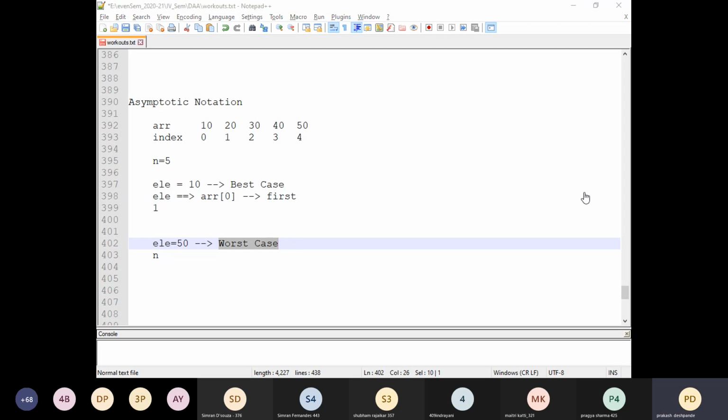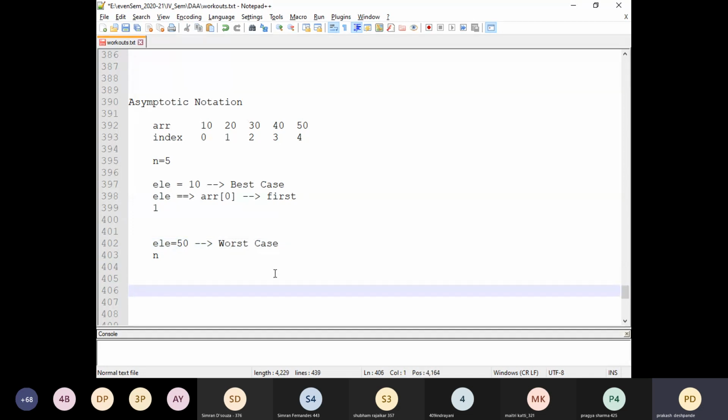Is that understood, students? The basic concept of what a best case and what a worst case is. Best case means the algorithm works very quickly, or the runtime of the algorithm is very short. Whereas in the worst case, the runtime of the algorithm is very long. It takes the longest time to compute the results.